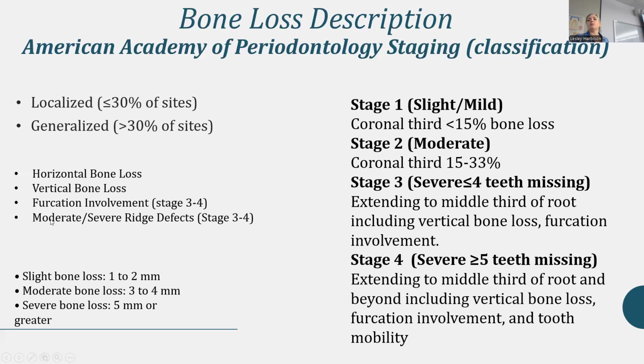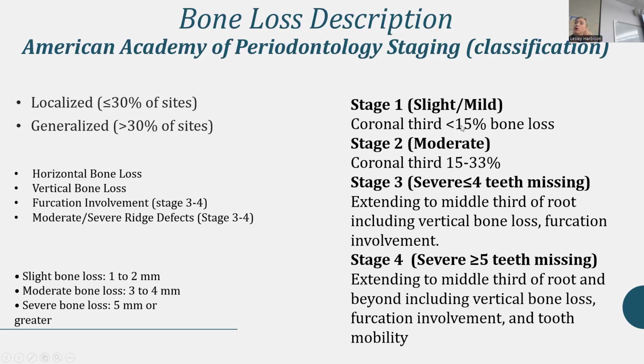Basically, when we're thinking slight, moderate, severe, we used to say that a lot before we would say the staging and grading. It was slight bone loss, 1 to 2 millimeters of loss, moderate bone loss, 3 to 4 millimeters of loss, and then severe bone loss, 5 millimeters or greater. A lot of this is really challenging to figure out if you don't have a clinical exam. And these are the overall staging, or not grading, but just staging. So stage 1, slight to mild.